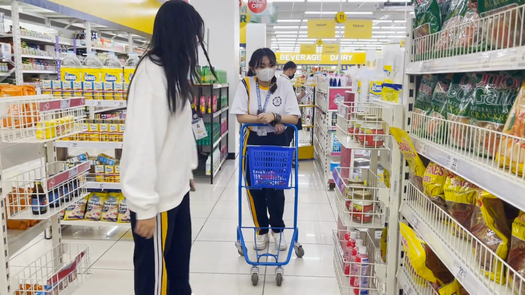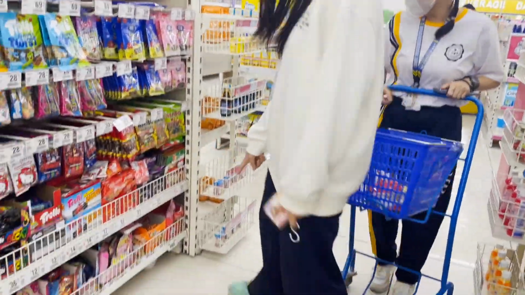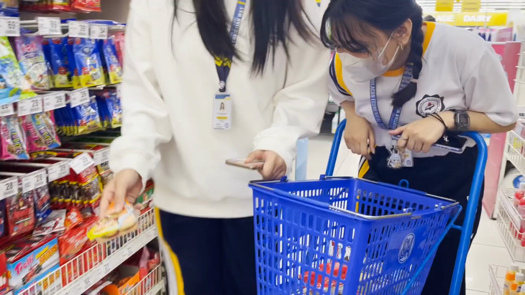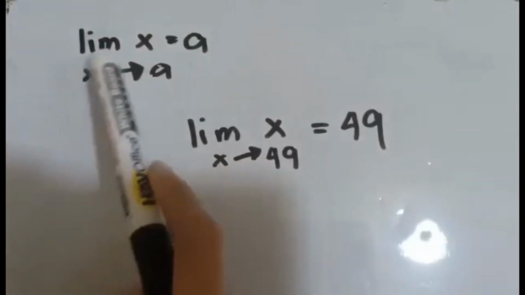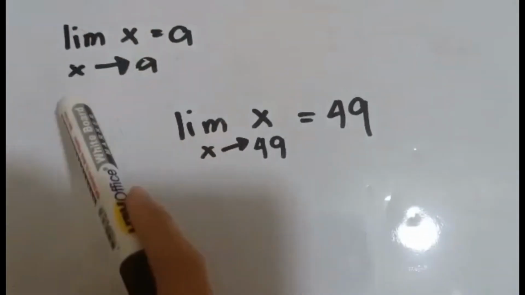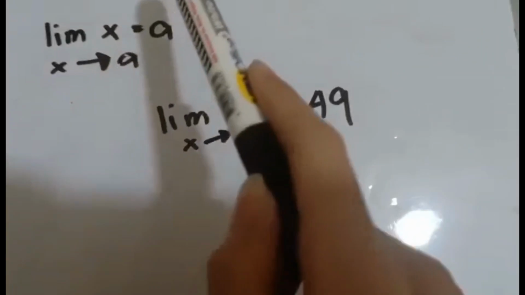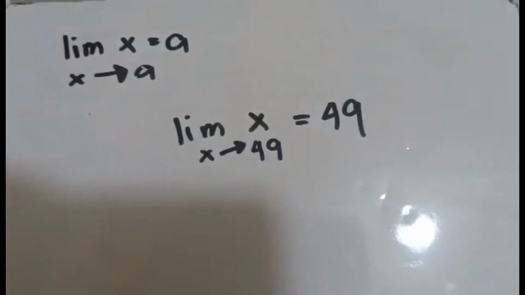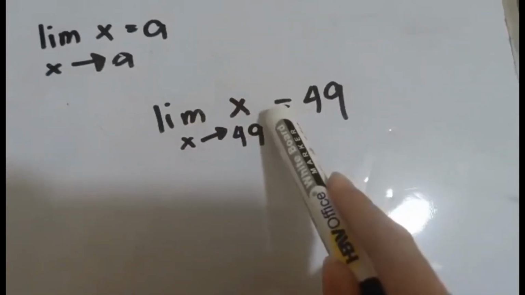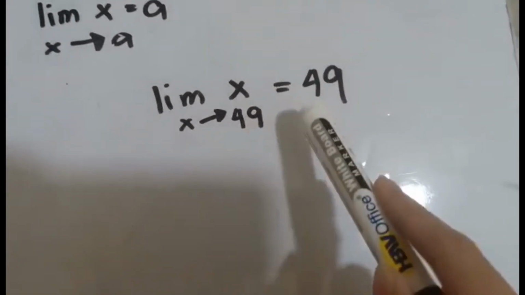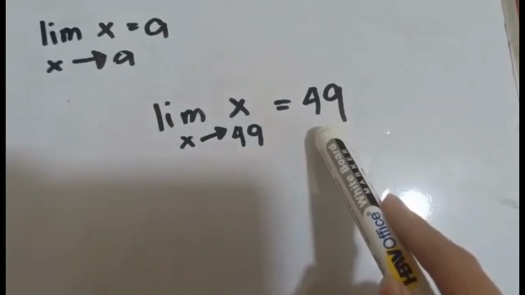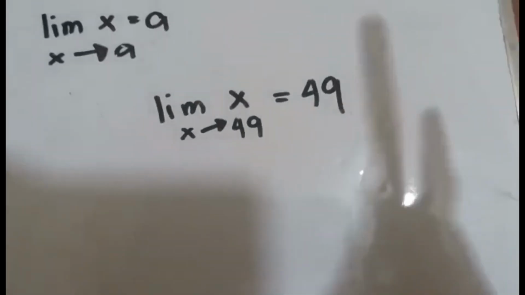So let's move on to theorem number 2. For the next item, we've chosen this UP Jumbo Sandwich Gummy that costed us 49 pesos. And this is how we solve for theorem number 2. So we have here limit of x as x approaches a is equal to a. We have limit of x as x approaches 49. So the final answer will be 49, which is the a itself.